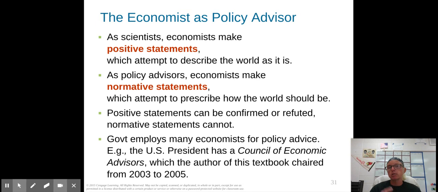So the government does have economists on staff to help them. We have the CEA, the Council of Economic Advisors, and they're the top economists in the country that help the president make decisions about how to run this economy by using positive statements. Hey, here's the facts. Normative statements: knowing these facts, we should do this.